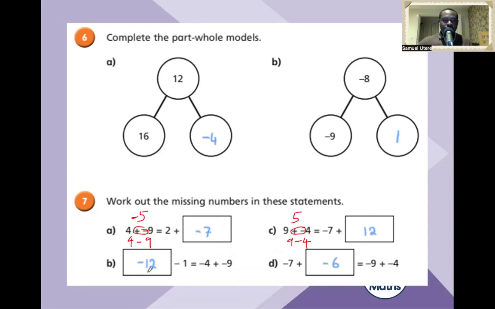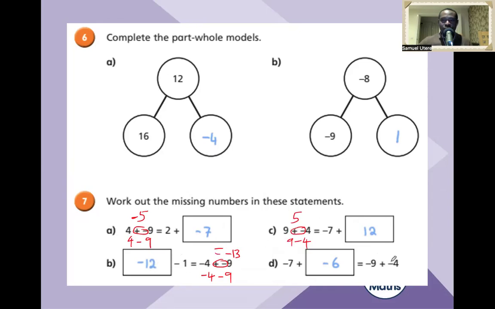And then here we have negative 12, subtract negative 1. Why? Here, these two will become negative. So we have negative 4, subtract 9. If you use your number line, you will see that that is negative 13. So we're thinking, what do I have to put here so that when I subtract 1 from it, I will get negative 13? It has to be negative 12.